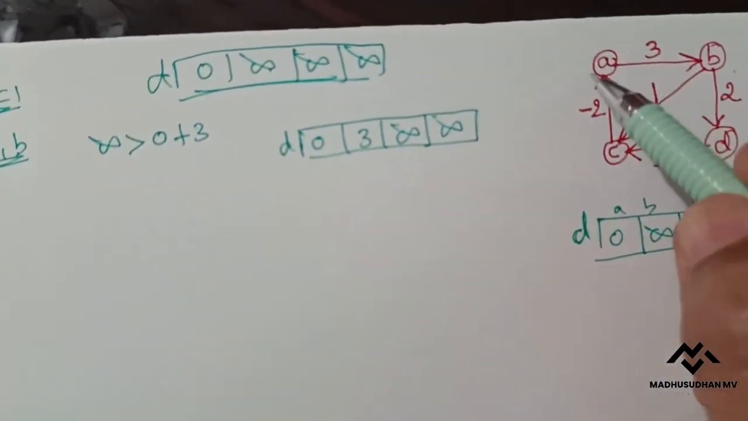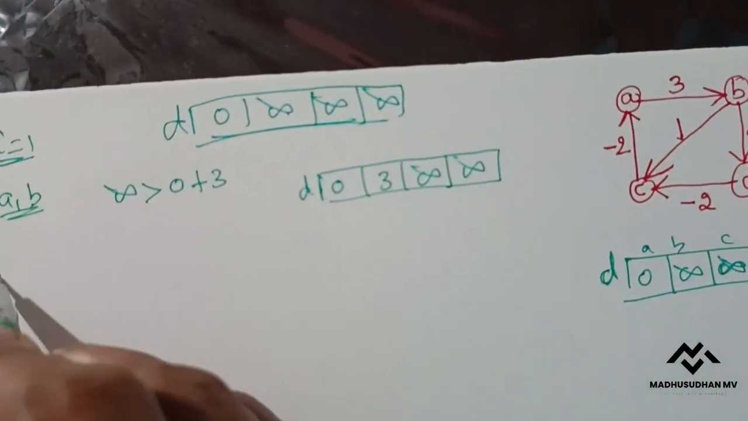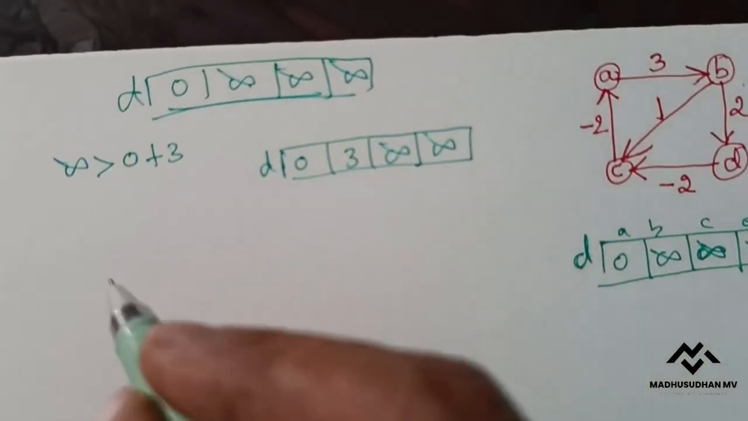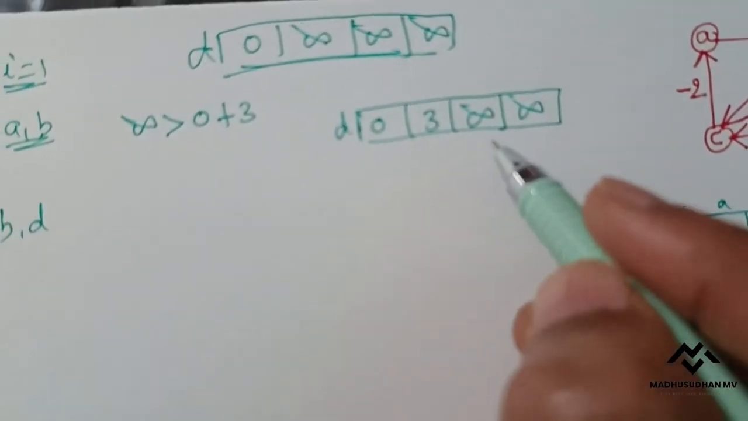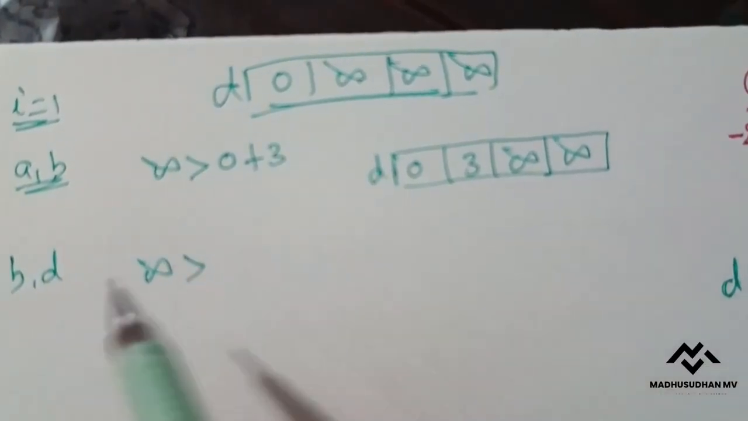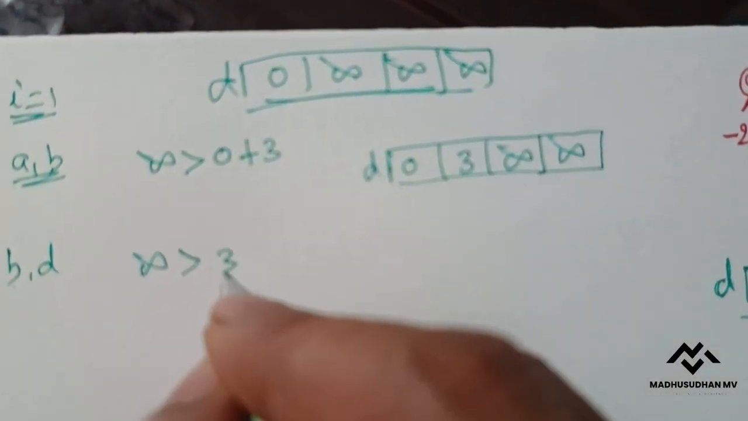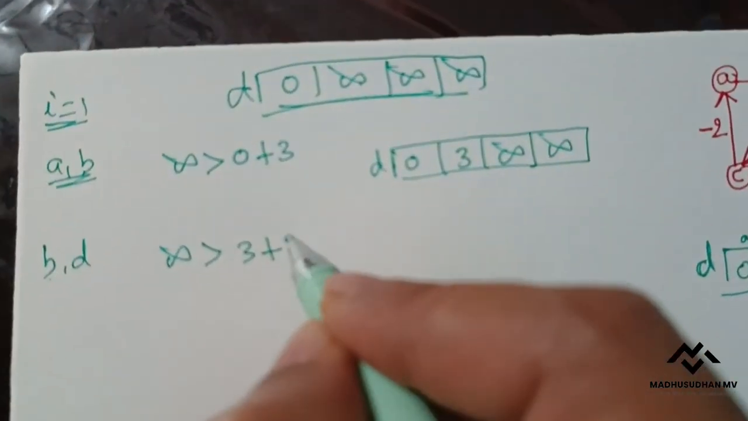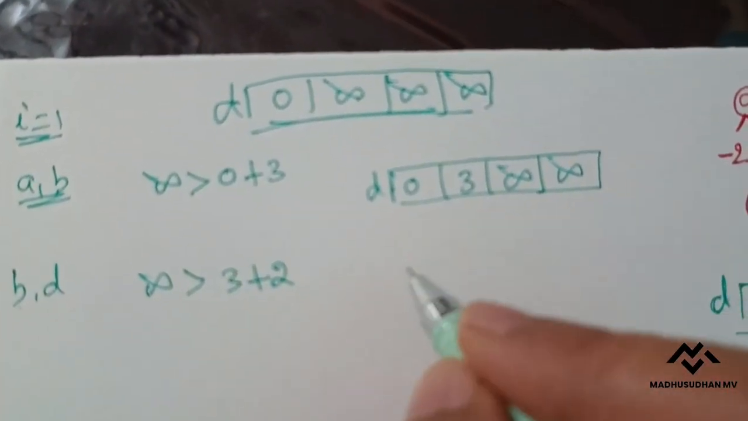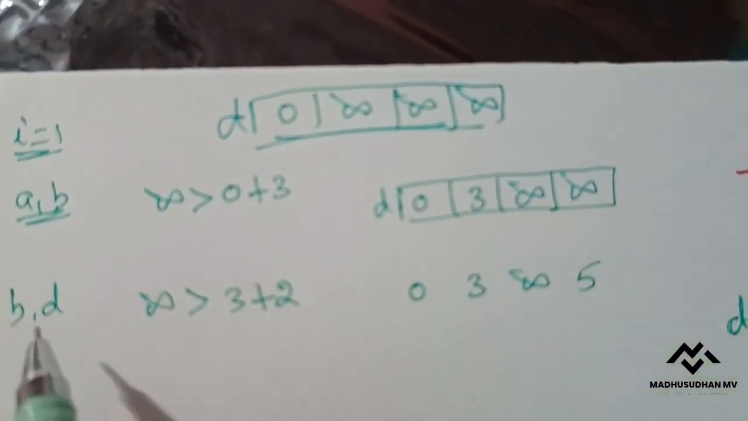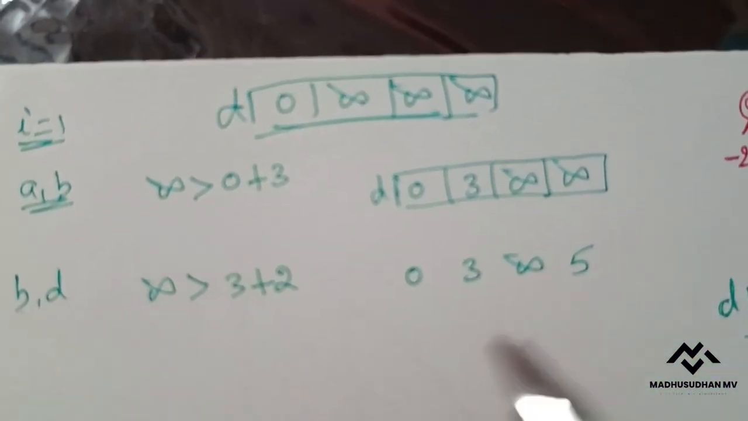Next edge after A to B is B to D. Distance of D is infinity. Infinity greater than distance of B, 3, plus cost of B to D, which is 2. Infinity greater than 5, true. So I am updating: 0, 3, infinity, 5. Distance of D is 5.